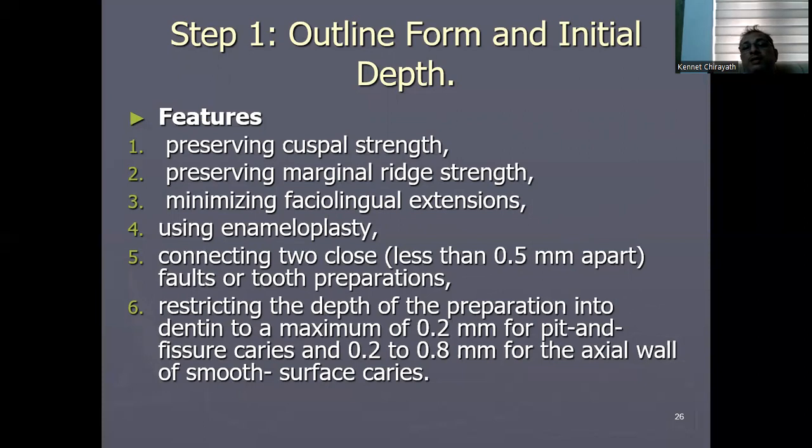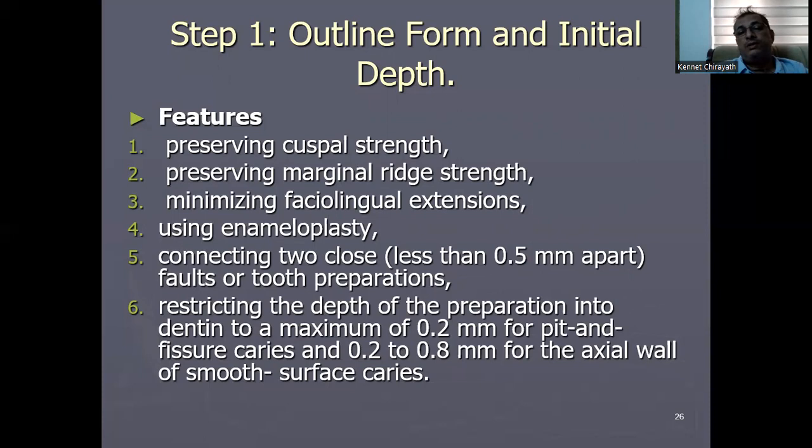Then comes preserving the marginal ridge strength. The marginal ridge for the molar should be 2 millimeter, and for the premolar it is 1.6 millimeter. Normally, in an ideal case, you will get 2 millimeter, but in some cases the caries may be extending into the marginal ridge. In that case you have to modify the cavity preparation, meaning you cannot give 2 millimeters. You will give an occlusal divergence in the marginal ridge, and this will preserve the strength of the marginal ridge.